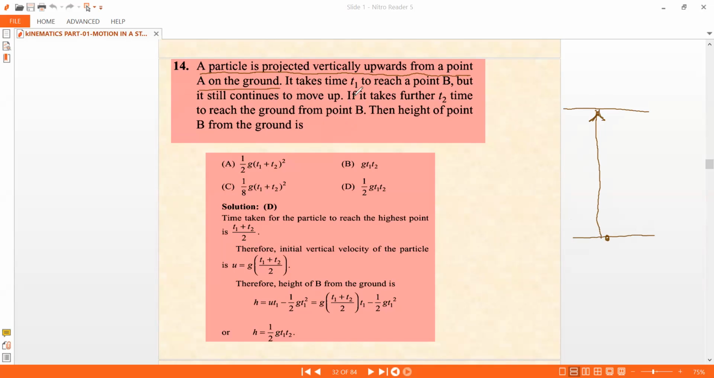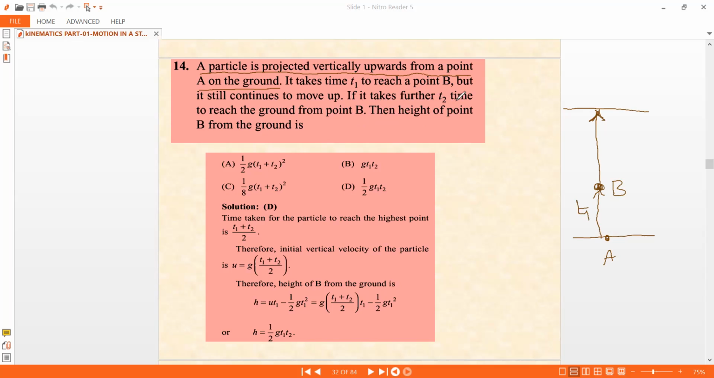It takes time t1 to reach the point B, but it still continues to move. Somewhere there is a point B, and it touches this point B, and then it moves up. So it took a time of t1. There is a crux here. This is the point A from which it is projected, and it took a time of t1 to reach the point B, but it still continues to move up.